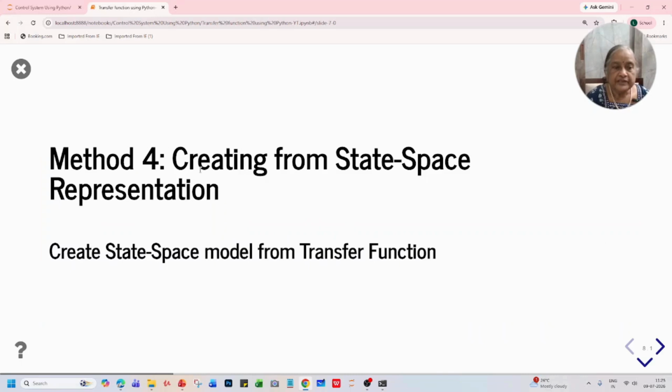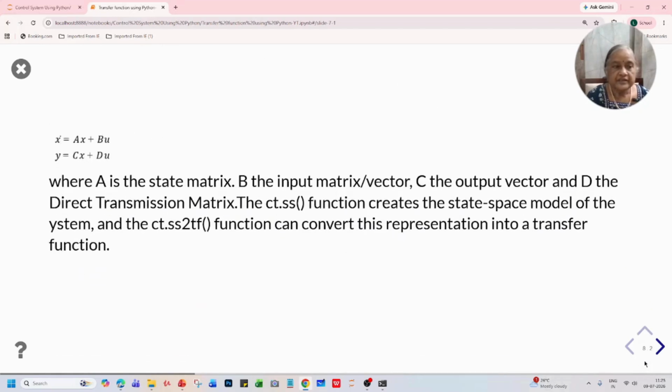So in the fourth method, creating the state space representation. In this state space, the representation of the transfer system is by means of state equations: x dot is equal to Ax plus Bu, y is equal to Cx plus Du, where A is the state matrix, B is the input matrix or vector, C is the output matrix or vector, and D is the direct transmission matrix. So this ct.ss will take these four matrices as the input, and it designates it as a state space representation of the transfer function.